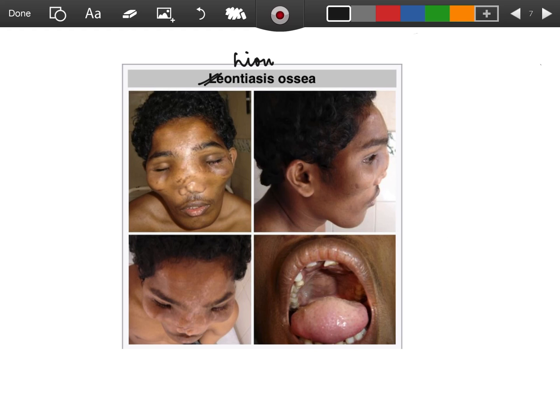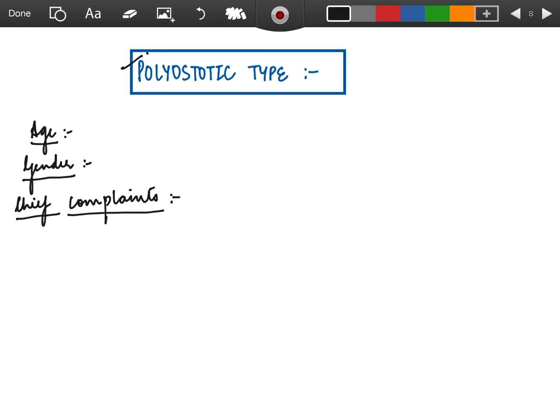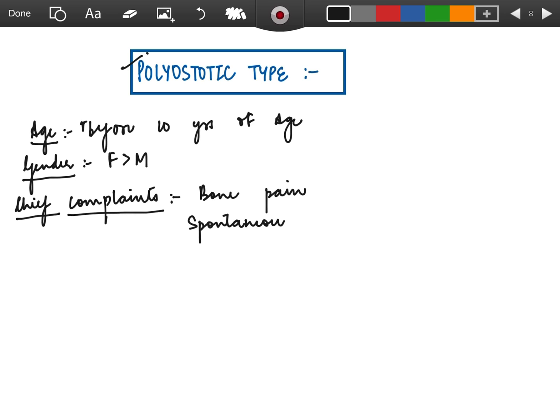It is also called leontiasis ossea, meaning lion-like face. It is seen in craniofacial fibrous dysplasia, also in Paget's disease, and thirdly in lepromatous leprosy. Now, the polyostotic type. It is congenital in nature, 60% of cases appear before 10 years of age, and females are more commonly affected than males. The chief complaint is bone pain and spontaneous fracture.